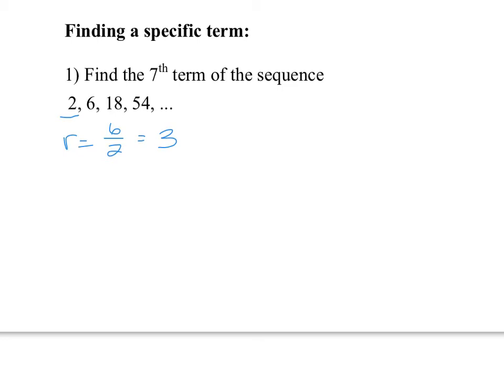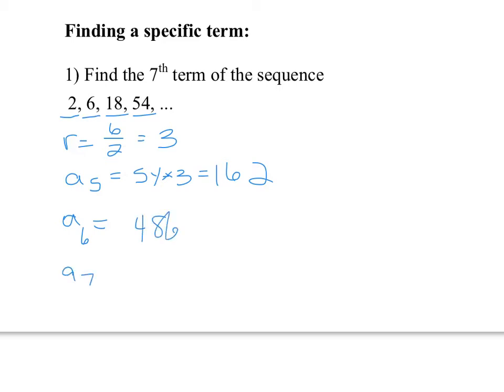So this is the first term, second, third, fourth. So the fifth, I'll just do this, would be 54 times 3. Again, sorry, that's my computer programming showing up. So that's 162. And then a 6 is 486. You just multiplied that by 3. And then a 7 is 1458.